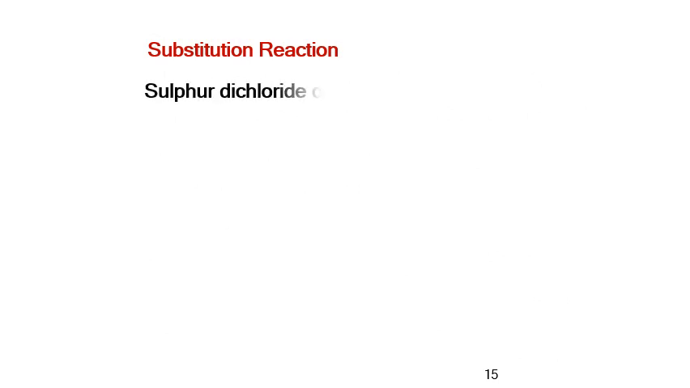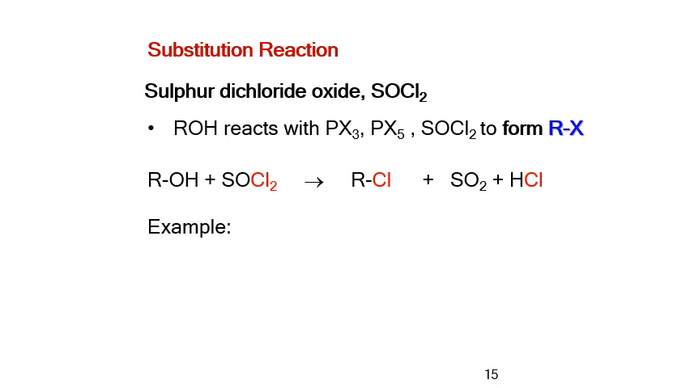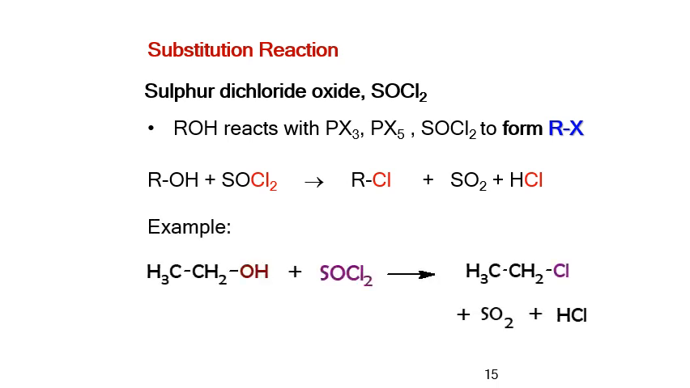Substitution reaction. Thionyl chloride SOCl2: ROH reacts with PX3, PX5, SOCl2 to form RX. The equation involved is ROH plus SOCl2 produces RCl plus SO2 and HCl. The example given is ethanol treated with SOCl2 to produce chloroethane and SO2 plus HCl.